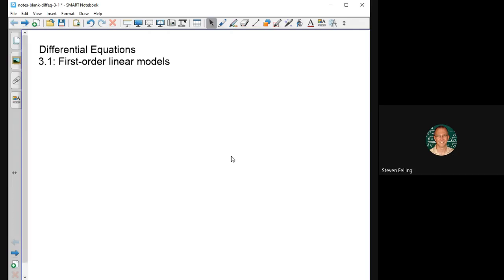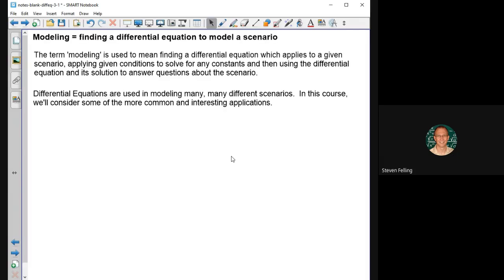So this is more where it gets back into concepts and not just so much algebraic manipulation. So hopefully you'll find this section interesting. This first section on 3.1 is going to just use models where we can use differential equations which involve first-order linear differential equations. So first of all, the word modeling means to find a differential equation that somehow models a scenario, right? And then typically we'll solve that differential equation, and then we'll use the solution curve to answer some questions about the scenario, right?